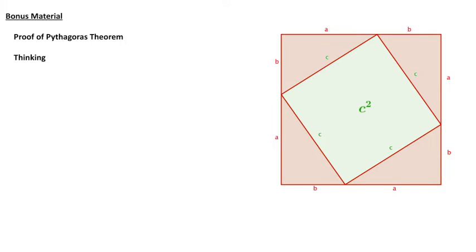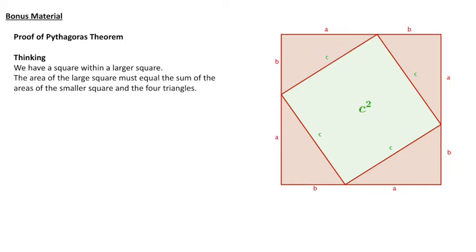So what we've done is we have a square, which we've put a square inside, and the area of the large square must equal the sum of the areas of the smaller square and the four triangles. And notice those four triangles are all similar. They've all got sides of A and B, and they all have a right angle in the corner because we've stated this is in fact a square. So let's see what happens.